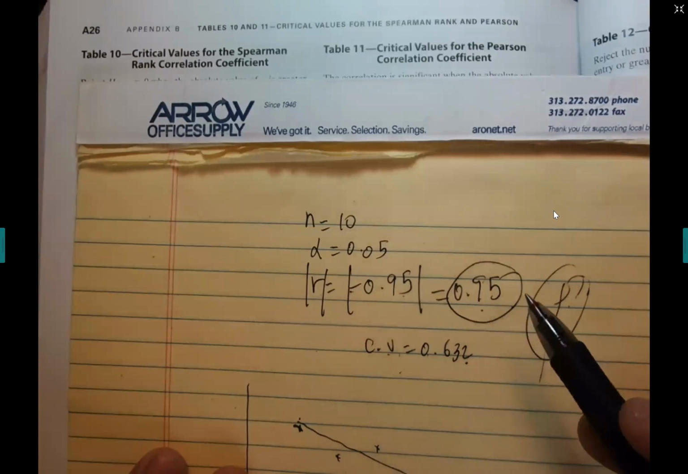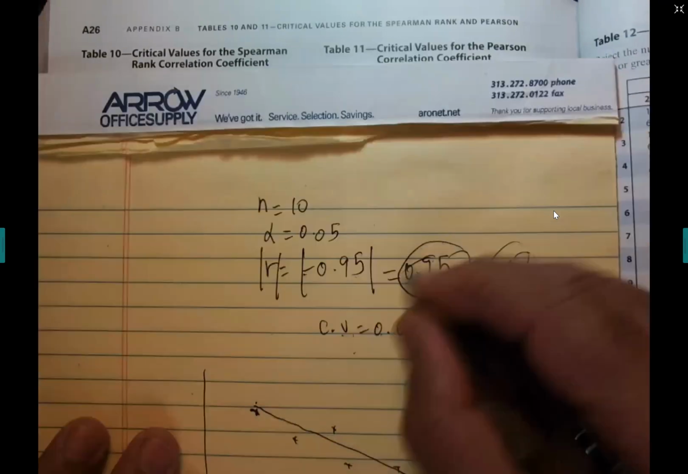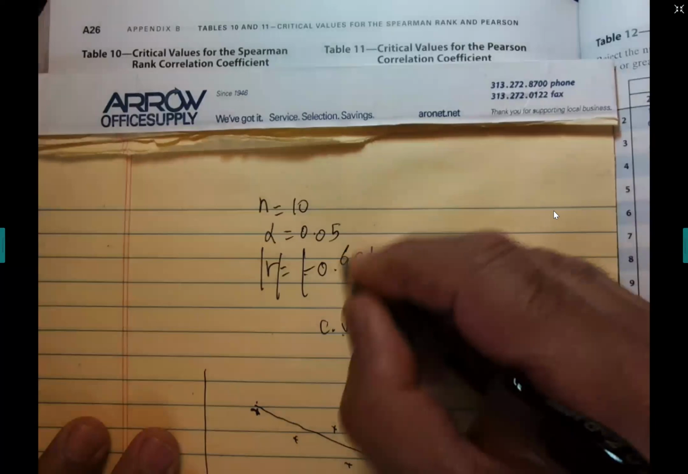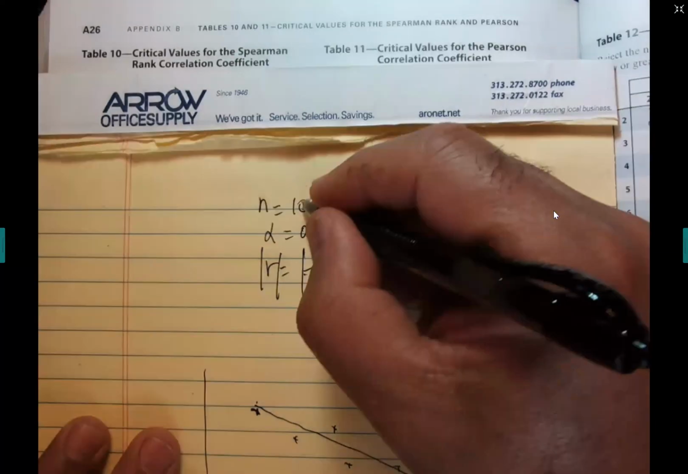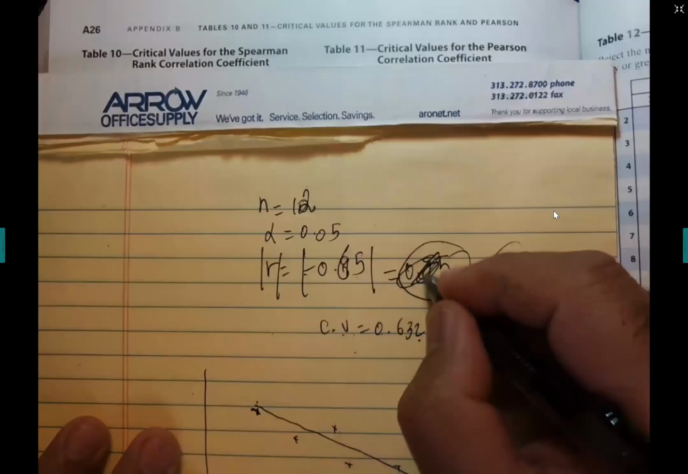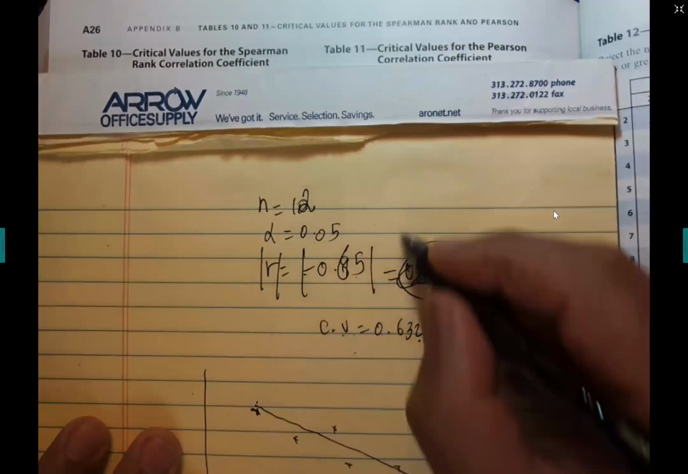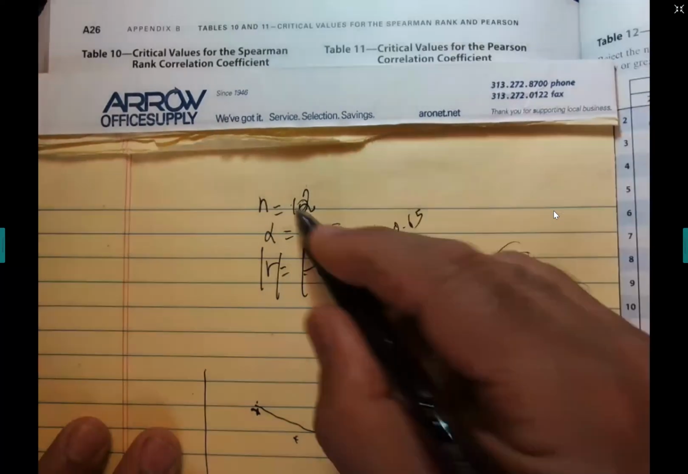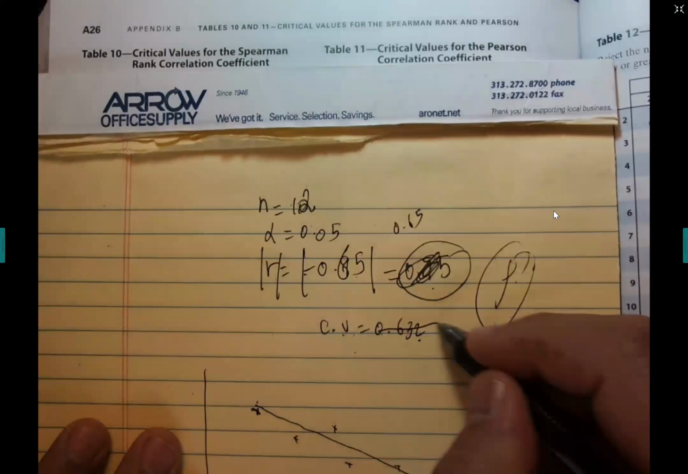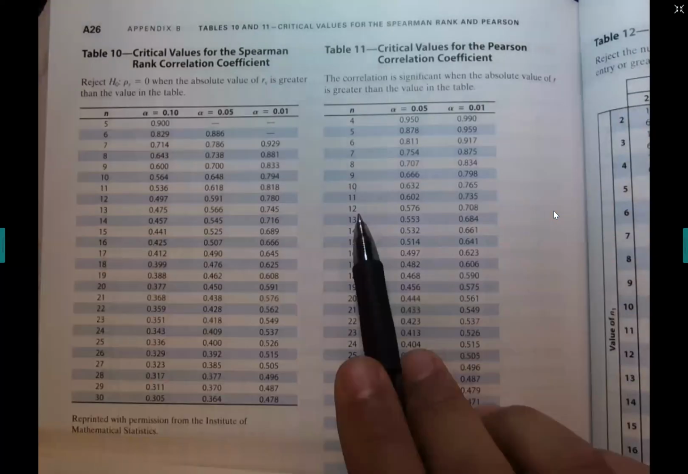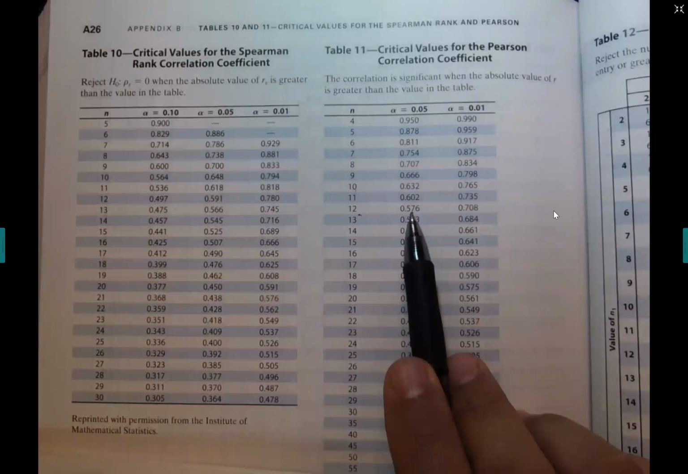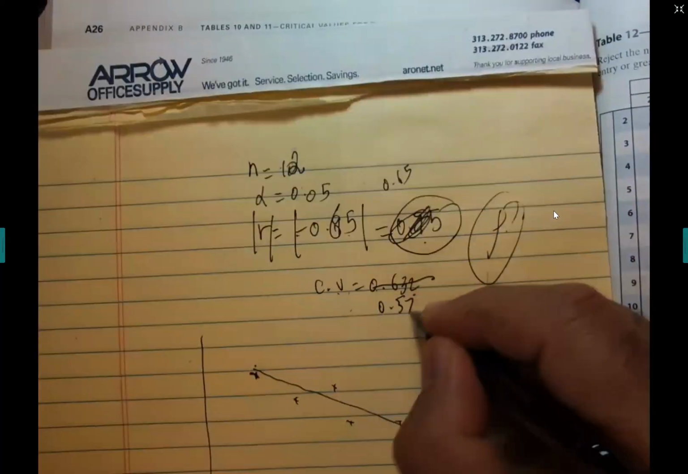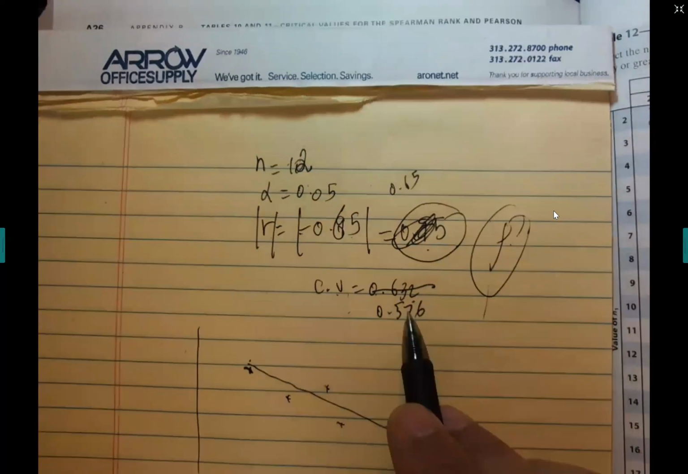So let me just make another one up. Let's say R is negative 0.65 and N is 12. So the absolute value of R will be 0.65. Now N is 12 and alpha is 0.05. So let me see what the value would be. It's 0.576. Well, 0.65, guys, is still bigger than 0.576. So you can say that correlation is significant.